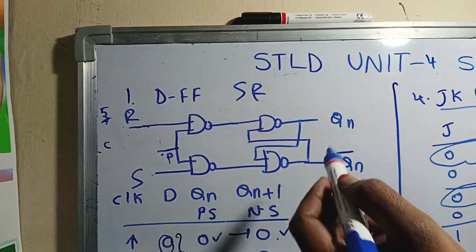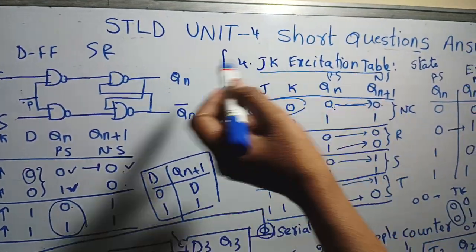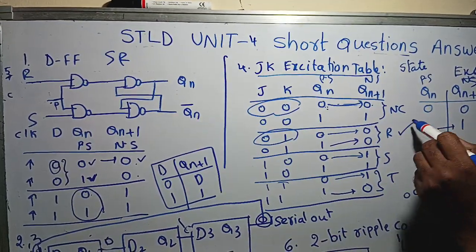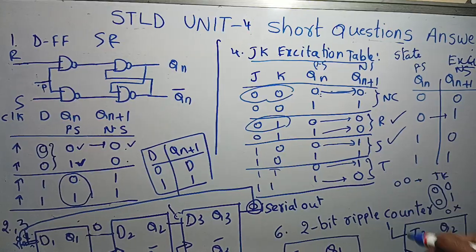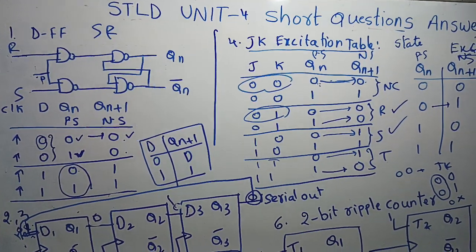So here you can write: the first three states are the same for JK and SR. 0 0 no change state, 0 1 reset state, 1 0 set state, 1 1 indeterminate state or invalid state. That is about the fifth question, the SR flip-flop.